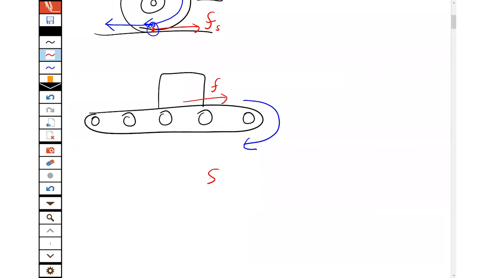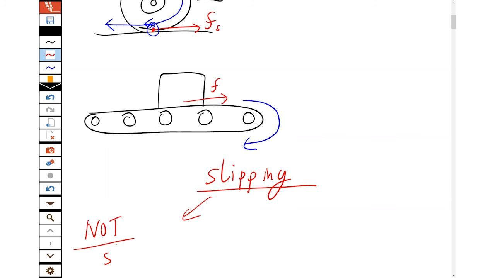So remember, the key word isn't whether something is moving or not, it's whether it's slipping or not. If it's not slipping, then the friction is static. If it is slipping, then the friction is kinetic. Yes, kinetic. Looks like a new dance album. Now, why does it matter? Because the two of them have different equations and coefficients. So we'll look at static friction first.